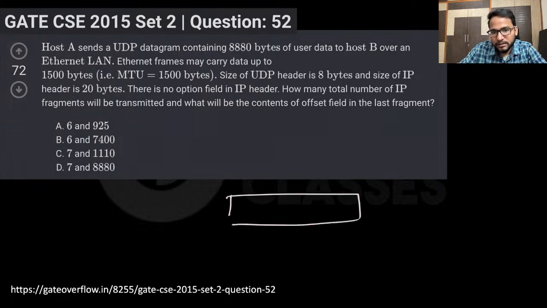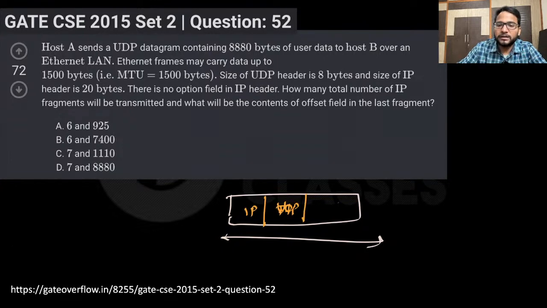See, this is the data link layer, and then this is IP, this is TCP or UDP, whatever you have here, and then this is application layer data. Now the IP header size is given as 20, and here it is given as 8. Now the MTU is given as 1500. MTU means this much, right? This total should be 1500.